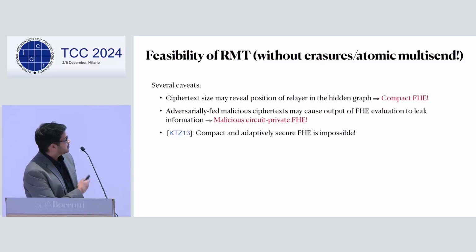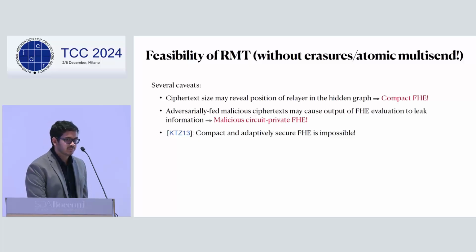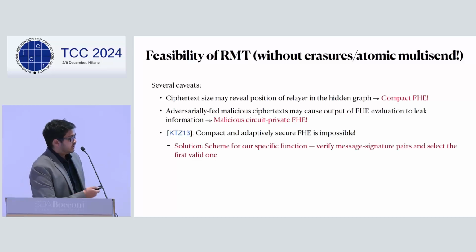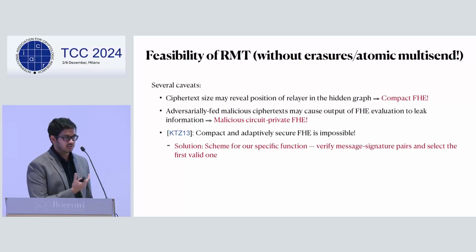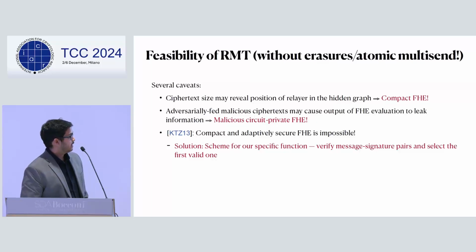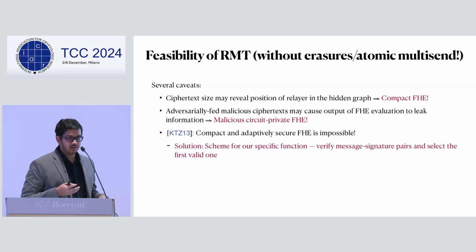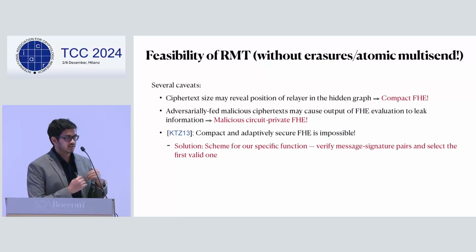Third, there is this impossibility result from Katz et al. in 2013, which says that we cannot have FHE with both compactness and adaptive security at the same time. And we get around this by just making a scheme for our specific function. We only need FHE to evaluate this one function, which verifies signatures and picks the first pair with valid signature. And this scheme is just a simple embedding of non-committing encryption inside a plain FHE scheme.